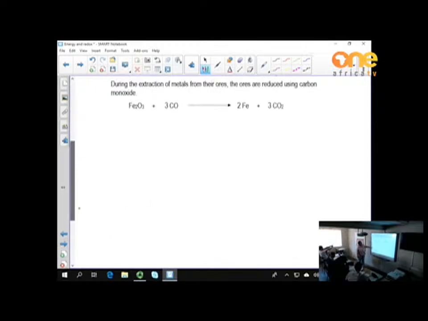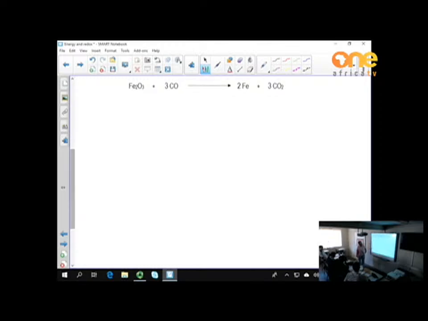Now, here is a very well-known equation at this point, because we've done the extraction of metals. Now, indicate to me the oxidation state of the oxidizing agent and the reducing agent.